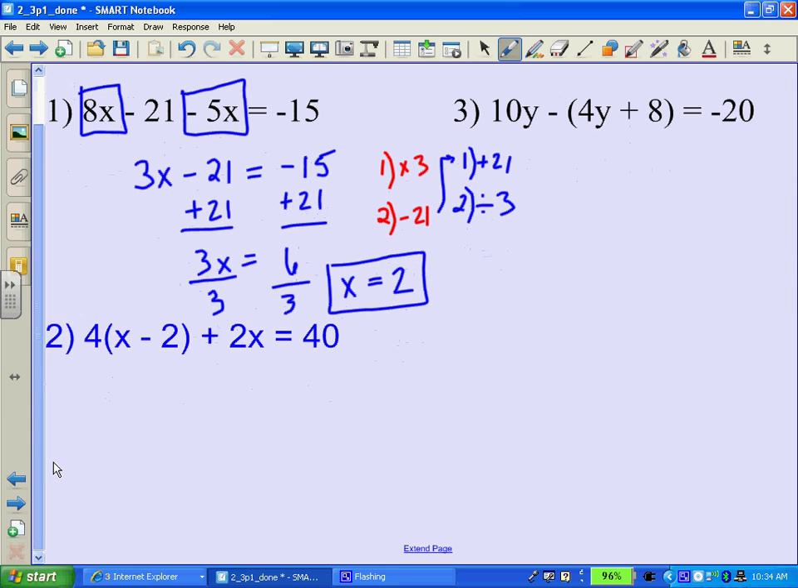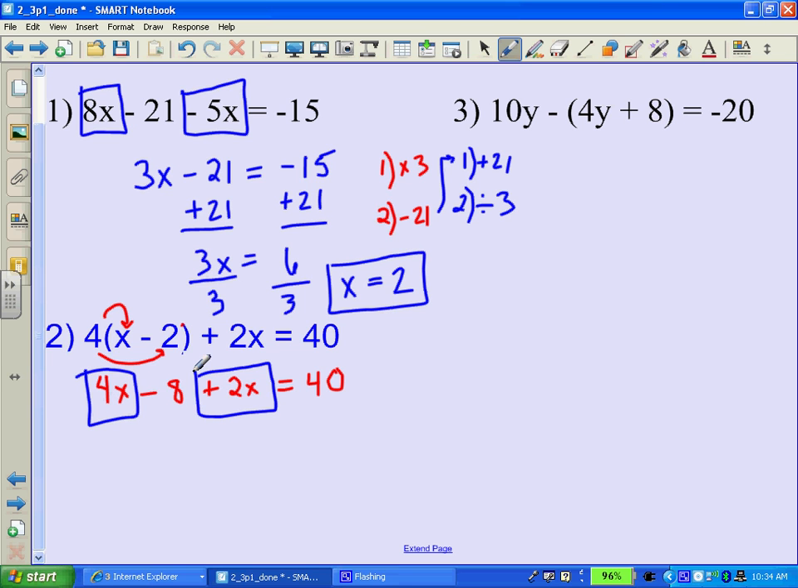Let's look at our second example. First thing I look for again, parentheses. I got them, so let's distribute. 4 times x, 4x. 4 times negative 2, negative 8. Still have plus 2x equals 40. Next thing I look for, like terms. I have some. 4x plus 2x. That's 6x. Minus 8 equals 40.